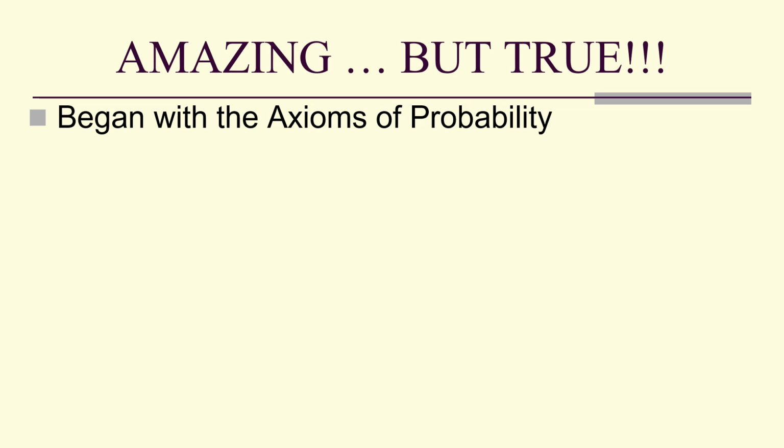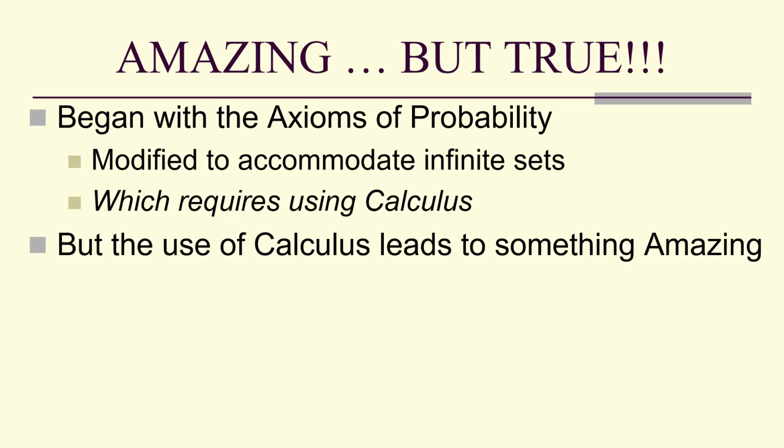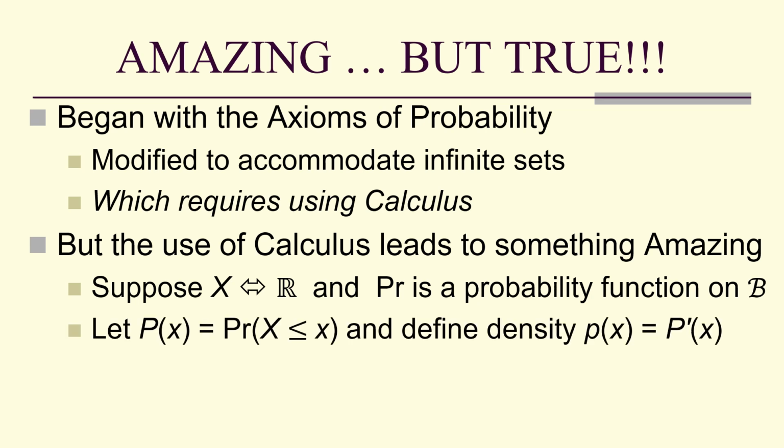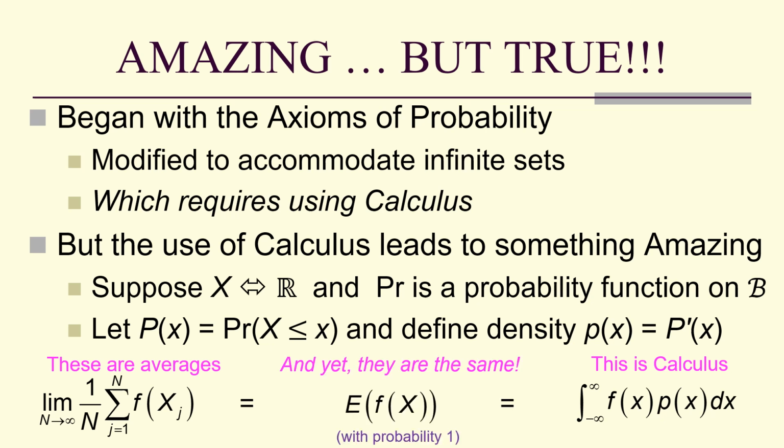We began with the axioms of probability, modified to accommodate infinite sets, which required using calculus. But the use of calculus leads to something amazing. Suppose x is associated with r, and probability is a probability function on the Borel sets. And the cumulative distribution is the probability that capital X is less than or equal to little x, and density is the derivative. Then this is a limit of averages over trials. This, on the other hand, is calculus, and yet they are the same with probability 1.